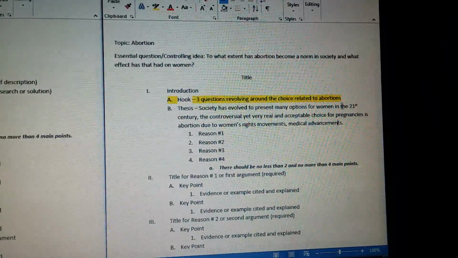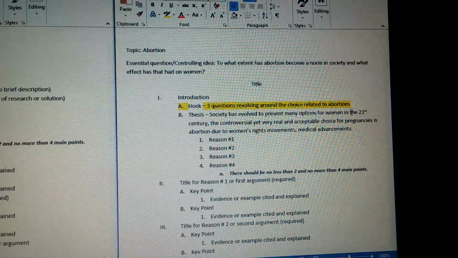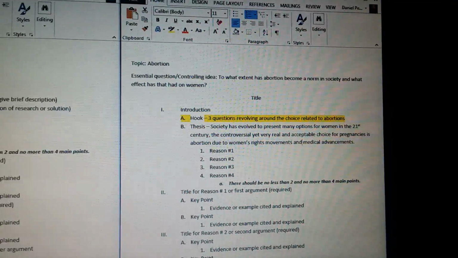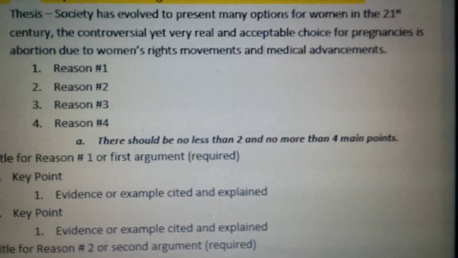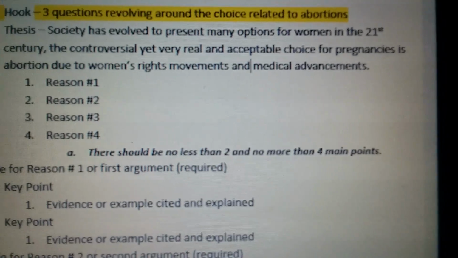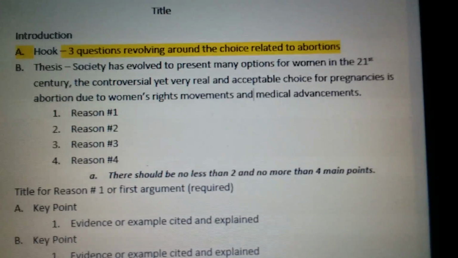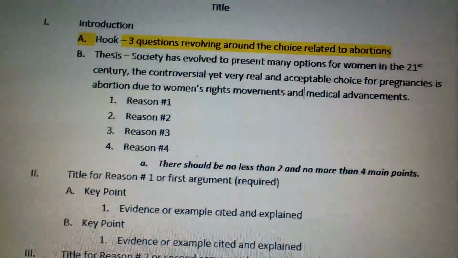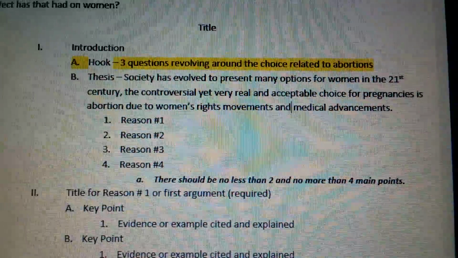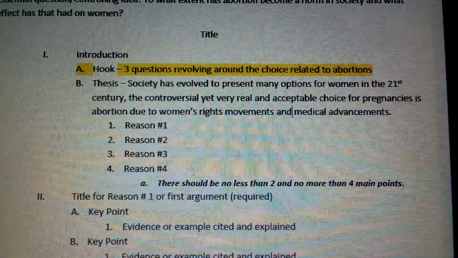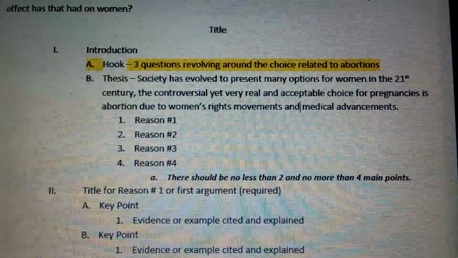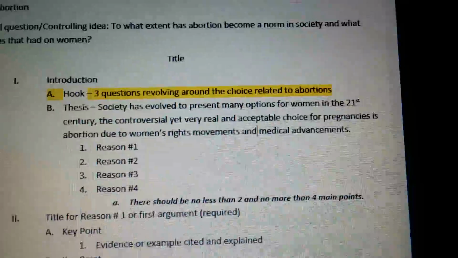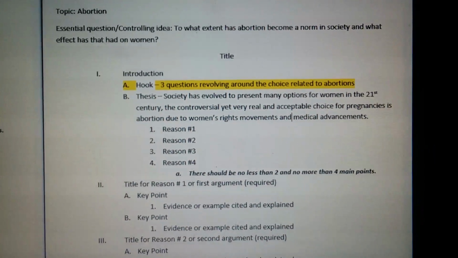I'm going to stop right there, because I want to give the option so you can see that you can have a minimum of 2 or a maximum of 4. Okay, because as you can see right here, I put it in as a note. There should be no less than 2 and no more than 4 main points. So let's just say my 2 main points are going to be women's rights movements and medical advancements, because these are 2 of the main components that I feel, based off of my research, have made abortion a norm in society and have made it like an option for women. Okay, so I'm going to talk about those two things. Those two things are going to be my talking points.